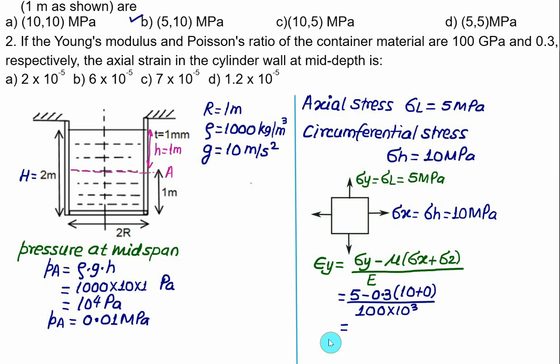So we get a strain along the y direction, that is the axial strain. The axial strain will be equal to 2 into 10 to the power minus 5 mm per mm. Choice A is the correct choice.